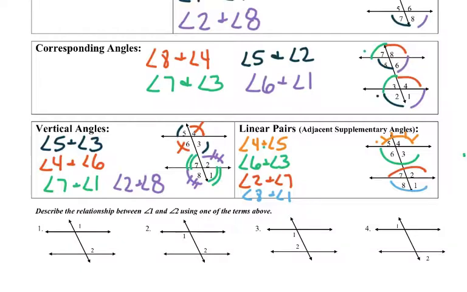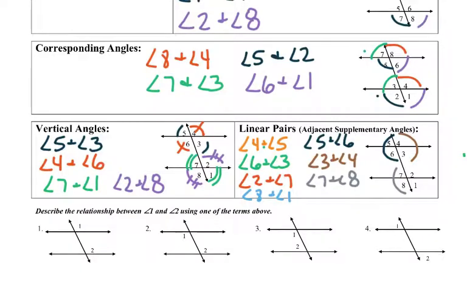Do you see any other pairs? I'll erase this so you can see it. Now if you look at the picture fresh, you might notice there are 4 additional pairs of linear pairs. 5 and 6 make a linear pair. Let's see, 3 and 4 make a linear pair here. 7 and 8. And then, of course, the last one would be angles 2 and 1 here. So there's actually 8 pairs of linear pairs, which is a lot.